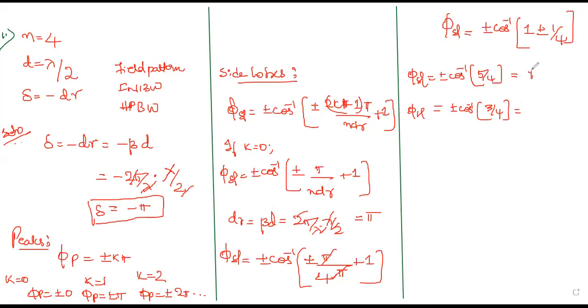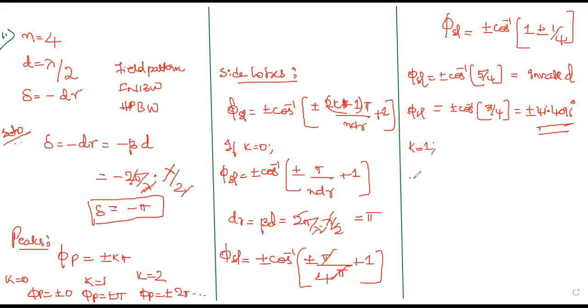Invalid, ma'am, 5 by 4. This is invalid. What about 3 by 4? 41.4096 degree. Okay. Now we know both do not come invalid; here only one value you are getting invalid. Consider k is equal to 1.